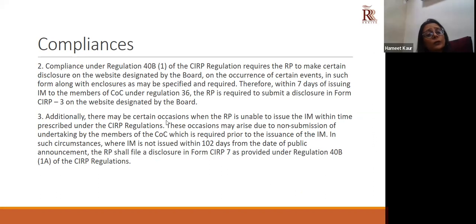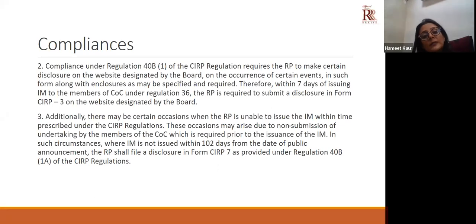Other compliances related to IM are compliance under regulation 40B sub-regulation 1 of the CIRP regulations, which requires the RP to make certain disclosures on the website designated by the board, that is the IBBI website, on the occurrence of certain events. So event-based filings are there under CRP 1 till 8 in such form, along with enclosures as may be specified and required. Therefore, within 7 days of issuing IM to the members of the COC under regulation 36, the RP is required to submit a disclosure in form CRP 3 on the website designated by the board.